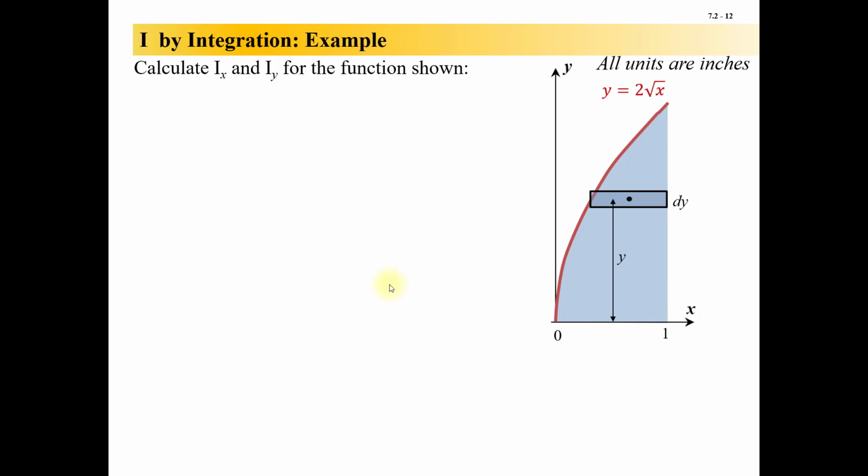Let's do the same example now, except using a horizontal element. So here's my horizontal element. Its height is dy. What's its width? That's a little tricky, right? You could say x, but you'd be wrong. X is this value over here, right? Because x comma y, the coordinate of the function, is right along this red line. So if that's x, and this here is 1, then this value here is 1 minus x, right?